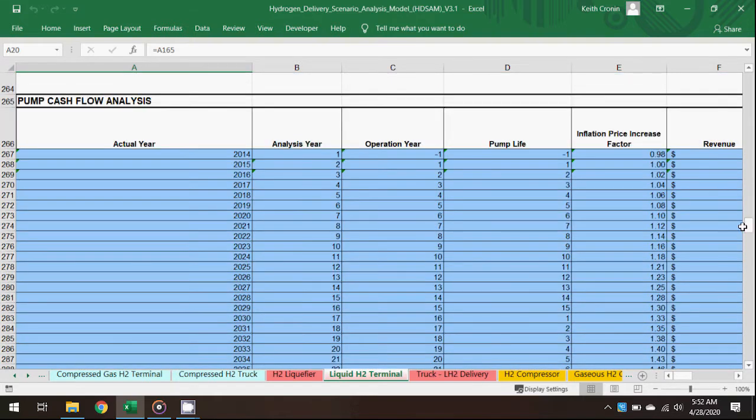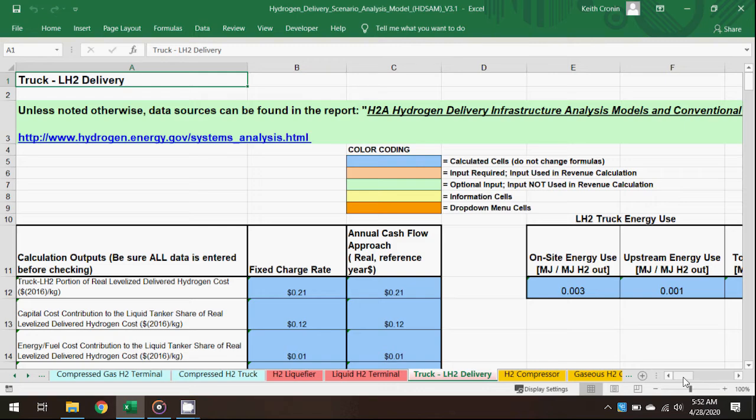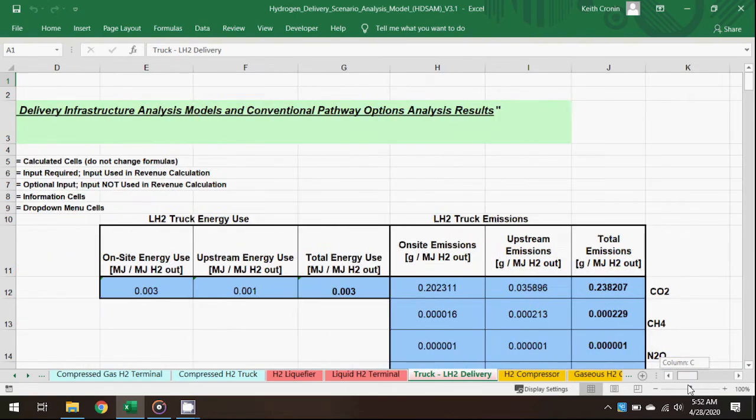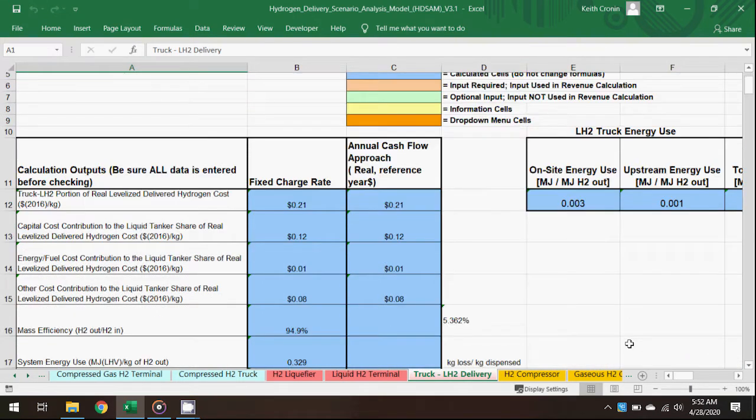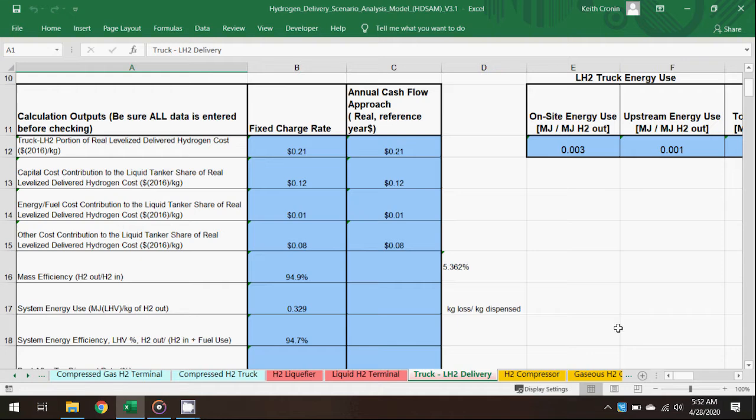Again, on the truck LH2 delivery worksheet, the structure will look familiar. The primary outputs in the calculation outputs table are the portion of total real levelized delivered hydrogen cost from the truck delivery process, the broken out cost contributions to the process from capital, energy and fuel, and other costs, as well as system energy use.